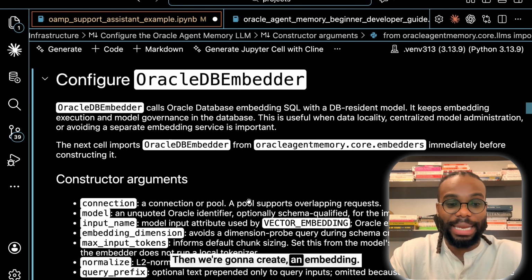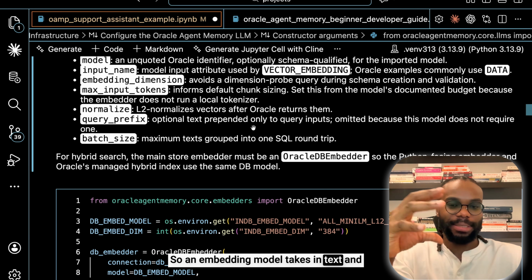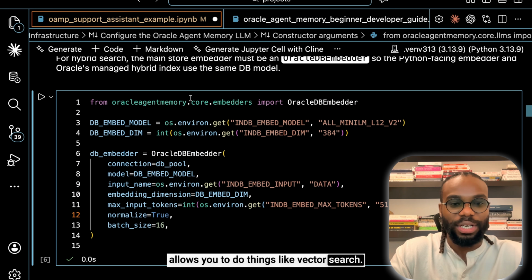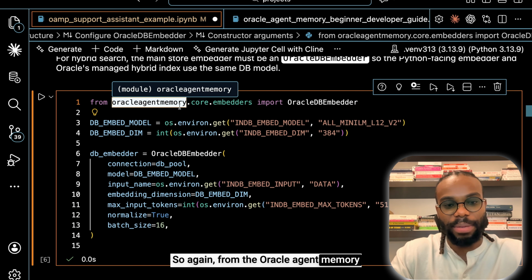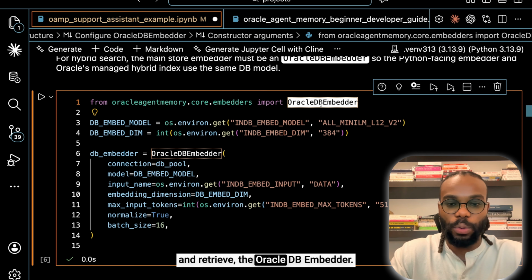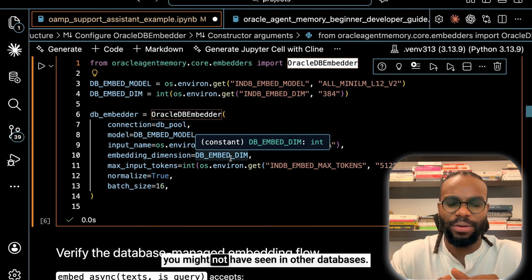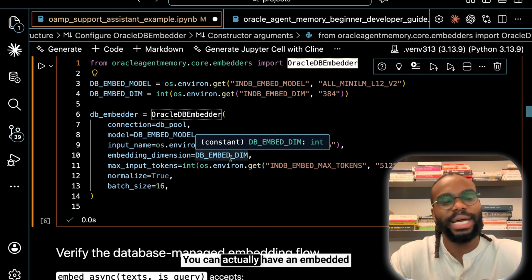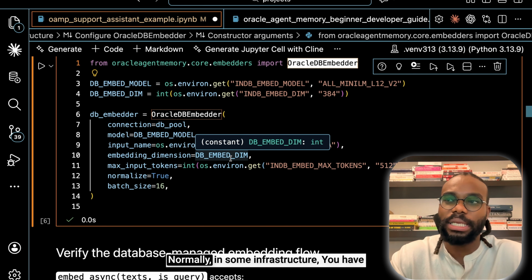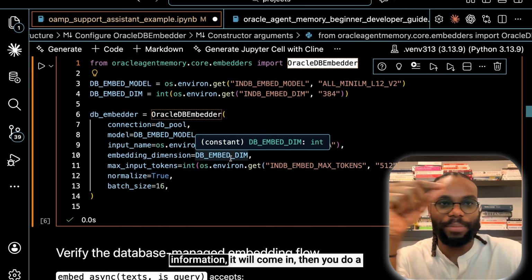Then we're going to create an embedding. Remember, an embedding model takes in text and gives you a numerical representation that allows you to do things like vector search. So again, from the Oracle agent memory package, we can retrieve the Oracle DB embedder. The Oracle AI database does this one thing that you might not have seen in other databases: you can have an embedding model inside the database. Normally, in some infrastructure, a user query comes in, or when you ingest information, it will come in.